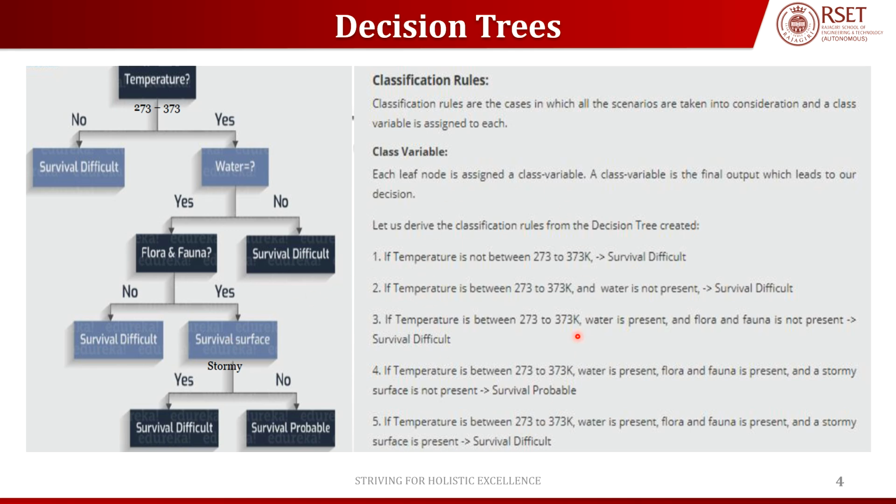On the right side of this particular tree, you can see the same logic written out as classification rules. For example, rule 1 says if the temperature is not between 273 and 373 Kelvin, then the survival is difficult. Then rule 4 says if temperature is okay, water is present, flora and fauna are there, and there is no storm, then survival is probable. So basically each path from the root to a leaf node will give us one classification rule, and the final leaf nodes represent the output class. In this case, whether the survival is difficult or probable. These are the output classes.